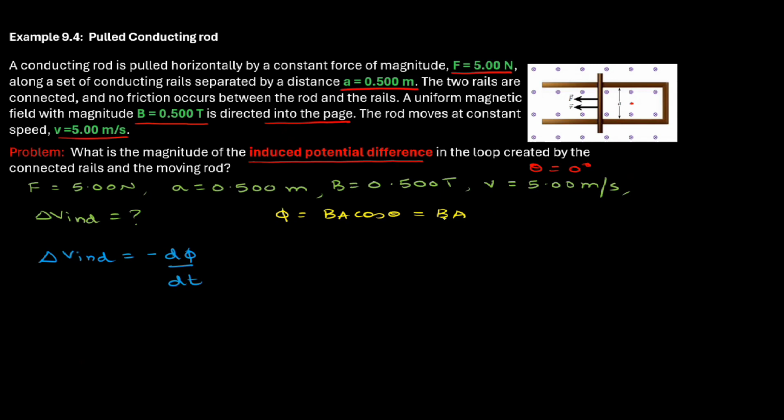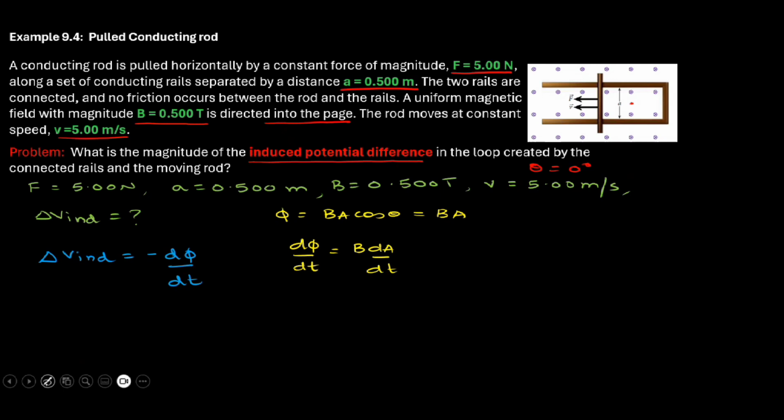Then if I have to find the induced potential difference, I need to take the derivative of this flux, the rate of change of flux, which is d phi by dt. Since the magnetic field is constant, you cannot differentiate that with time t. We will keep it as a constant outside. And we will only take the derivative of the area since the area is changing with time t.